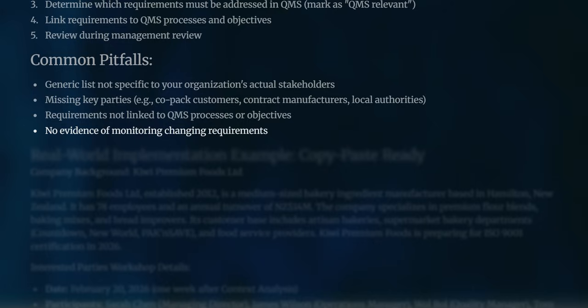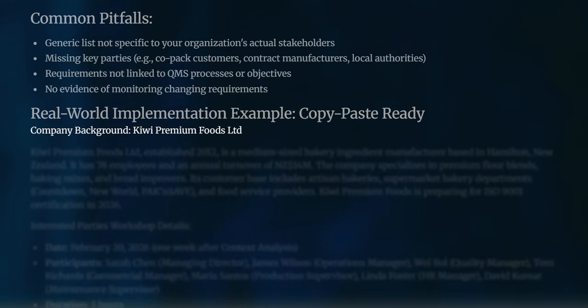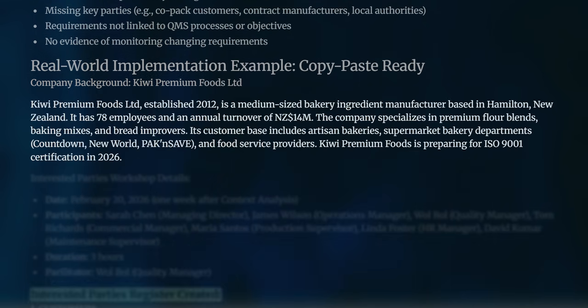All right, now let's demonstrate with a real-world example again, and you can copy and paste the same way we did earlier. The company background here is Kiwi Premium Food Limited. Kiwi Premium Food Limited, established in 2012, is a medium-sized bakery ingredient manufacturer based in Hamilton, New Zealand. It has 78 employees and an annual turnover of 12 million New Zealand dollars.